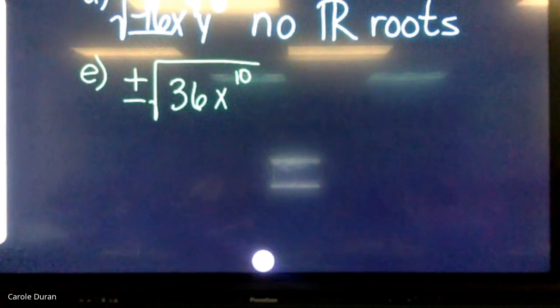Okay, example E. I would like the positive and negative square root of 36x to the 10th. I would like for you to try this one on your own.